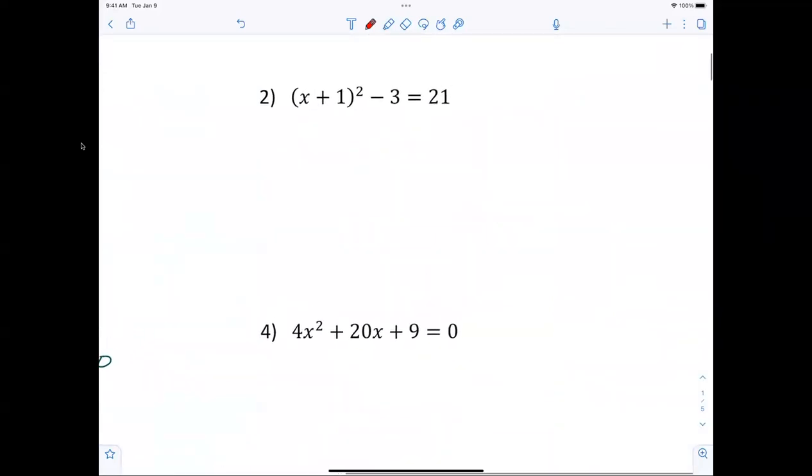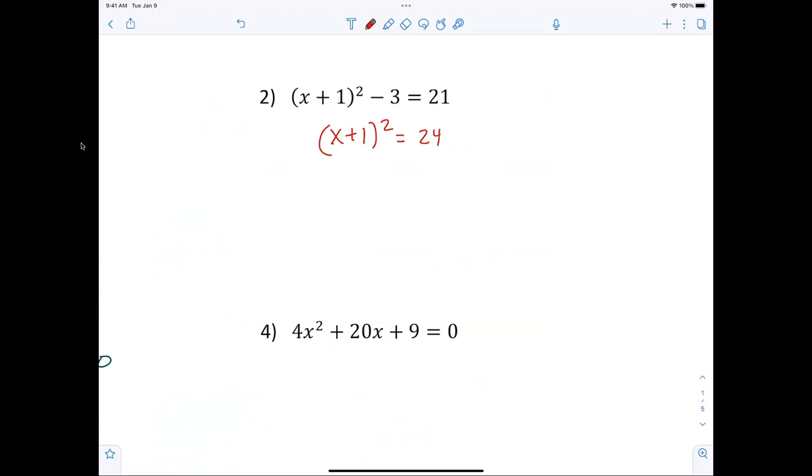So let's start with number two. We're isolating the square term. So to isolate the square term, I'd add three. So x plus 1 squared equals 24. Is everybody good with that?